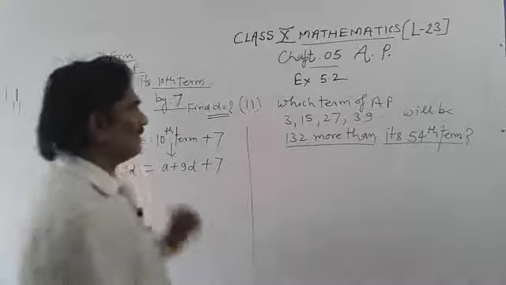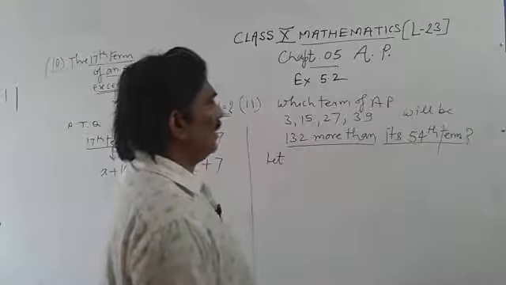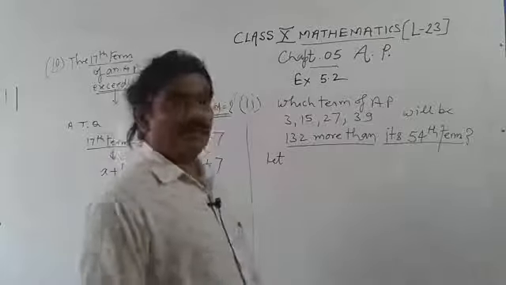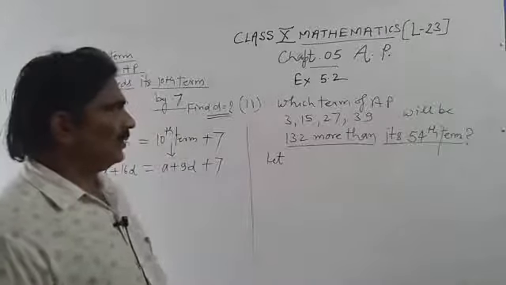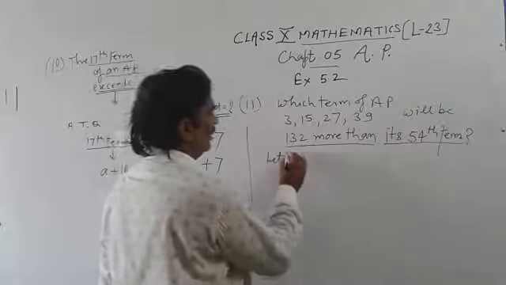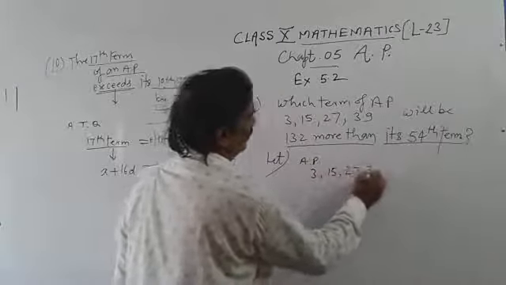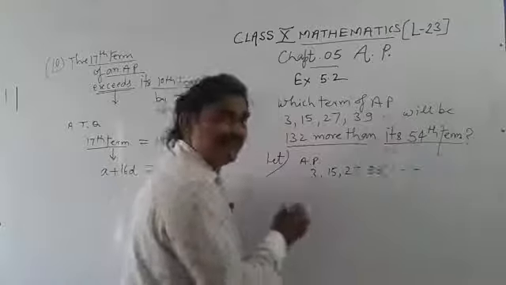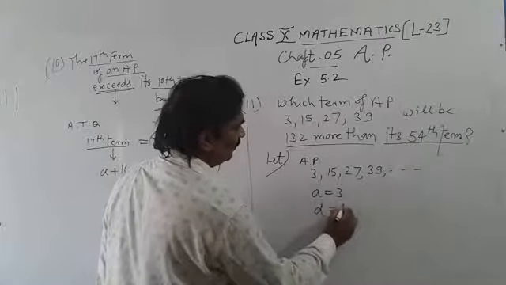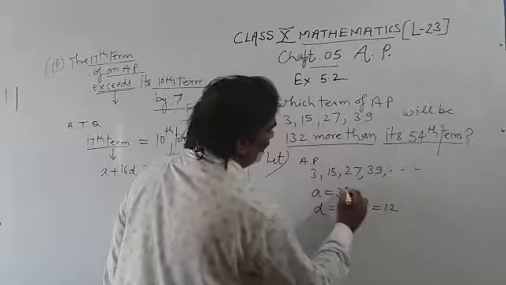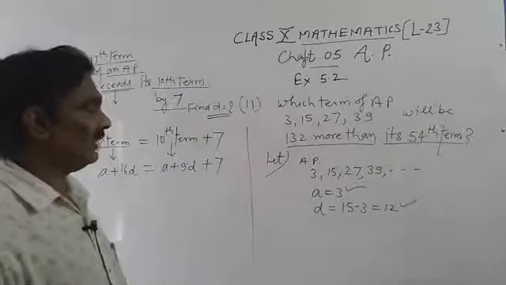Let the nth term be 132 more than its 54th term. So here we have an AP: 3, 15, 27, 39, and so on. From this AP we have a equal to 3, the first term, and the common difference is 15 minus 3, that is 12. So 3 is our first term and 12 is our d, the common difference.